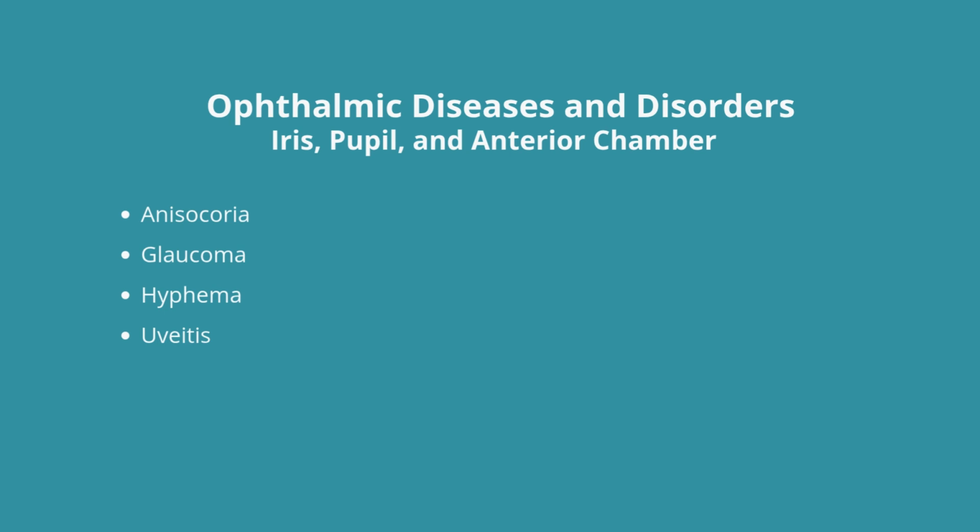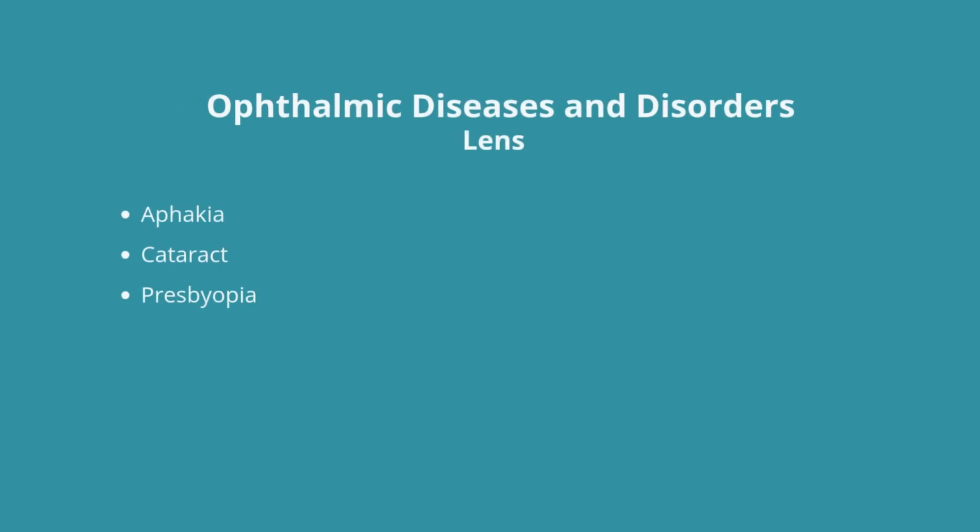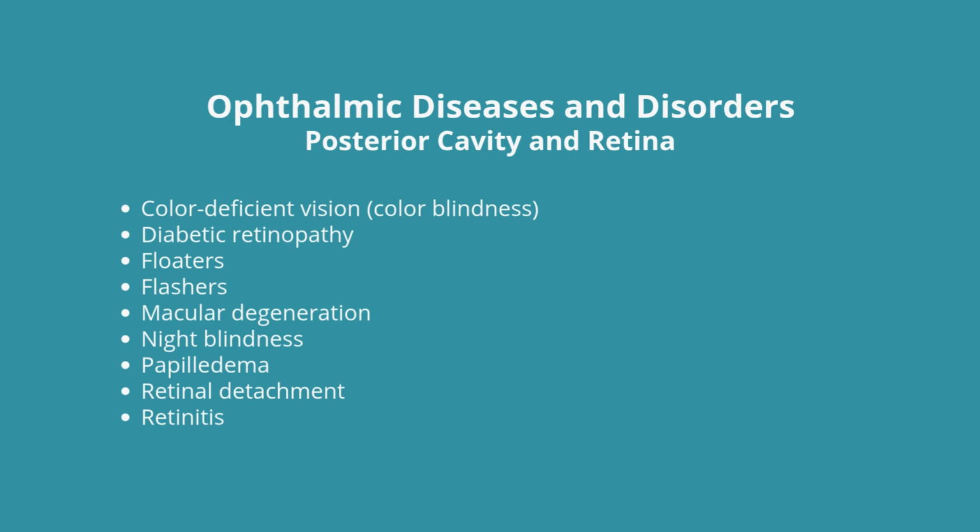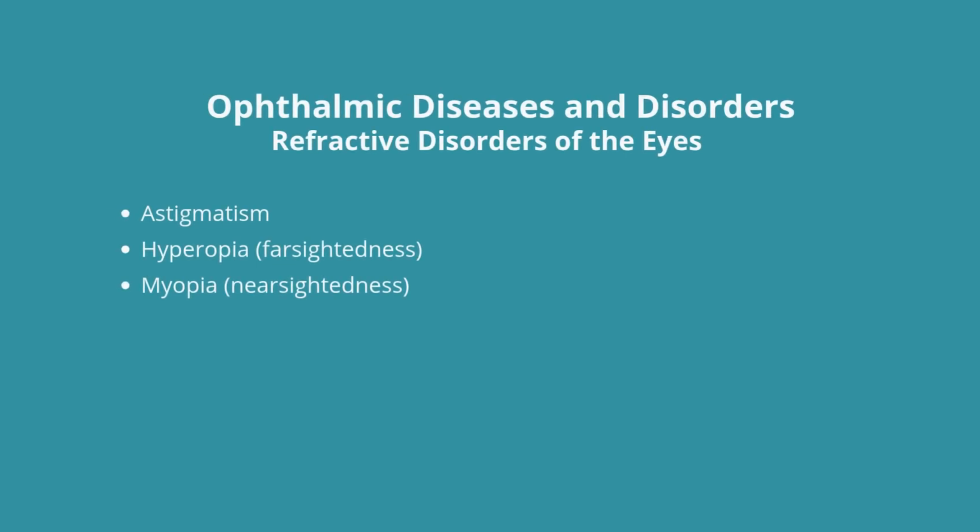Disorders of the iris, pupil, and anterior chamber include anisocoria, glaucoma, hyphema, and uveitis. Disorders of the lens include aphakia, cataract, and presbyopia. Disorders of the posterior cavity and retina include color-deficient vision, diabetic retinopathy, floaters, flashers, macular degeneration, night blindness, papilledema, retinal detachment, and retinitis. Refractive disorders of the eyes include astigmatism, hyperopia, and myopia.